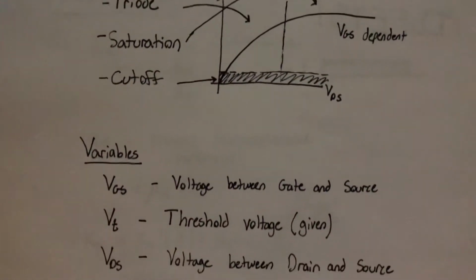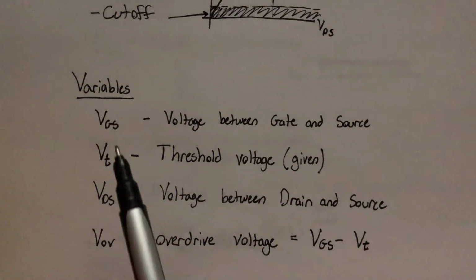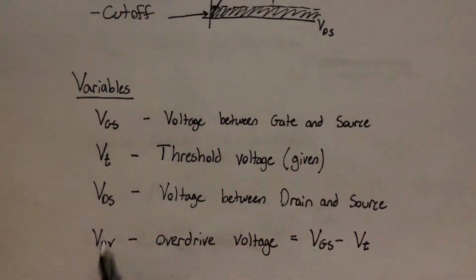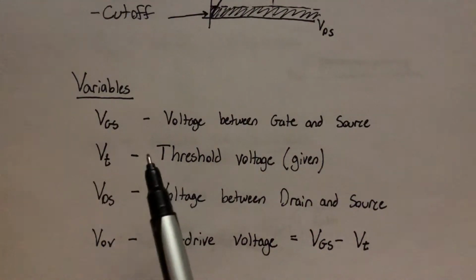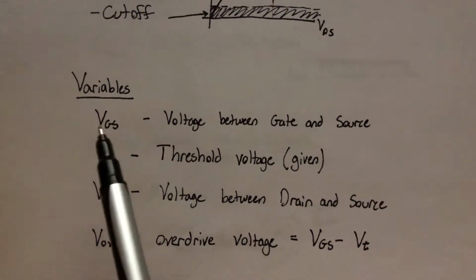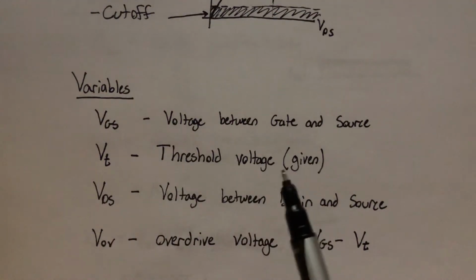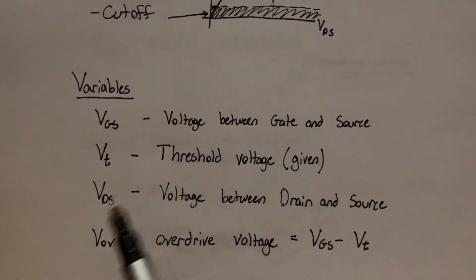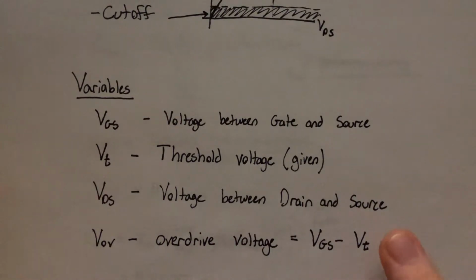In order to figure out what we're looking for in equations, we have to go over the variables in MOSFETs. And what you can notice off the bat is that the subscript really tells you what you're looking for in these variables. VGS is the voltage between the gate and the source. V sub T is the threshold voltage, and more times than not this is given to you as it's very dependent on the MOSFET. And VDS is between drain and source, and VOV is the overdrive voltage, which is found by subtracting the threshold voltage from the voltage between the gate and the source.